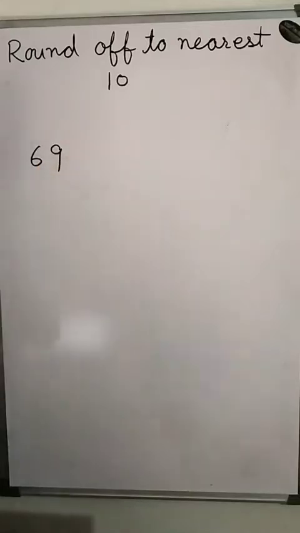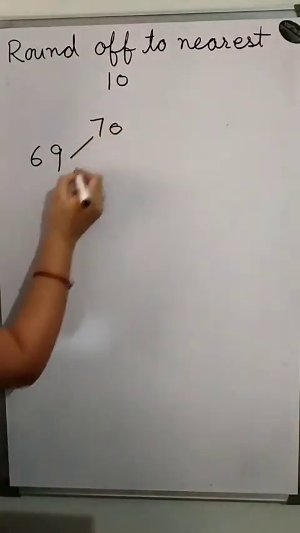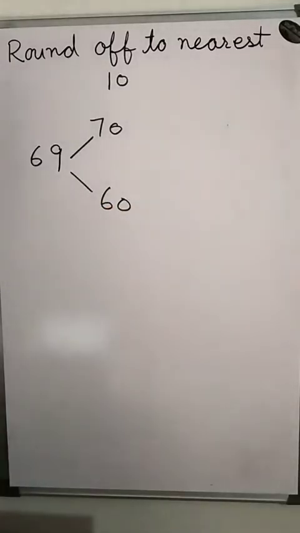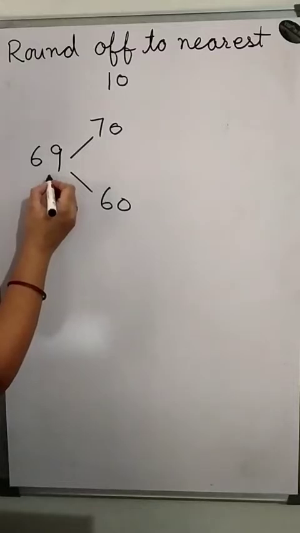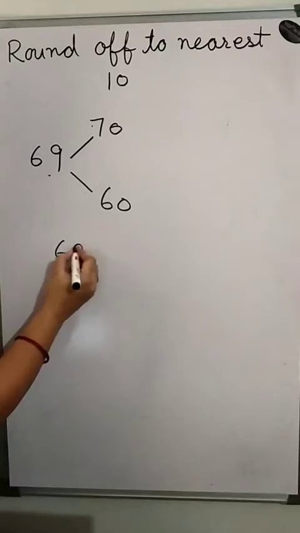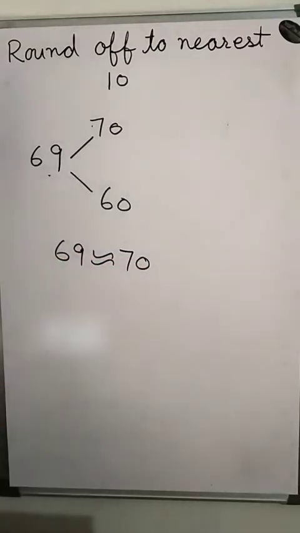69. 69 is nearly equivalent to either 70 or 60. So which one is easier to go to? If we move 69 to 70, this one is easier to move. So it means with 69 we round up the number and it is nearly equivalent to 70.